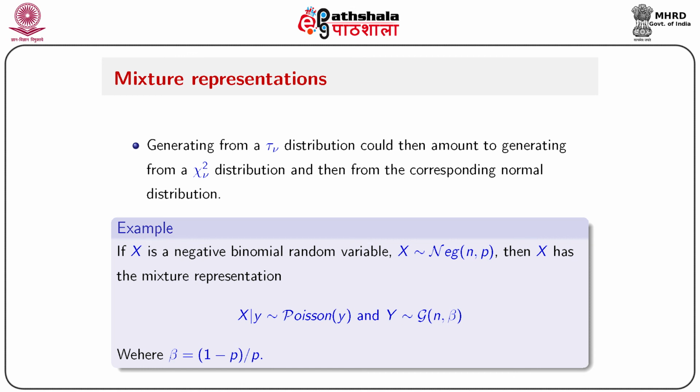Suppose X is a negative binomial random variable, then X has the mixture representation: X given Y follows Poisson(Y), and Y follows a gamma distribution with n and beta, where beta is equal to (1 minus p) by p.